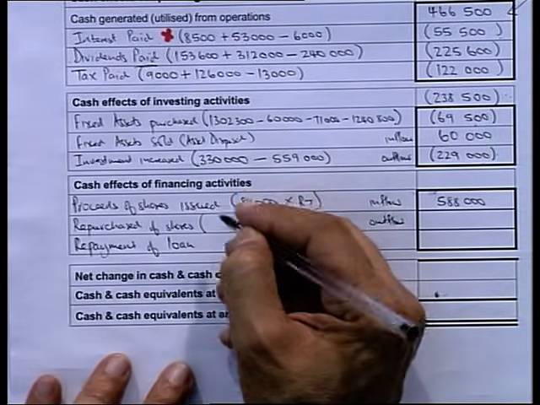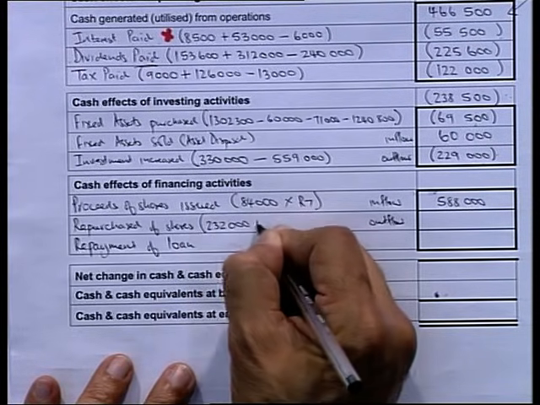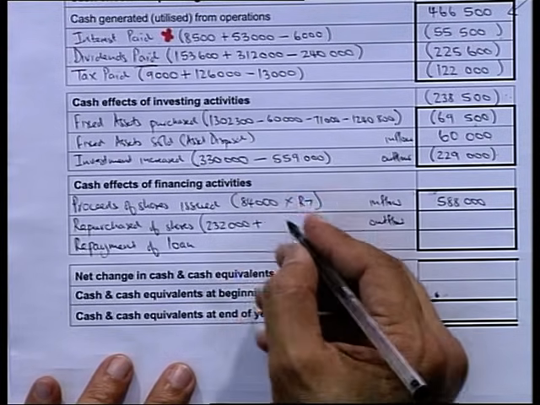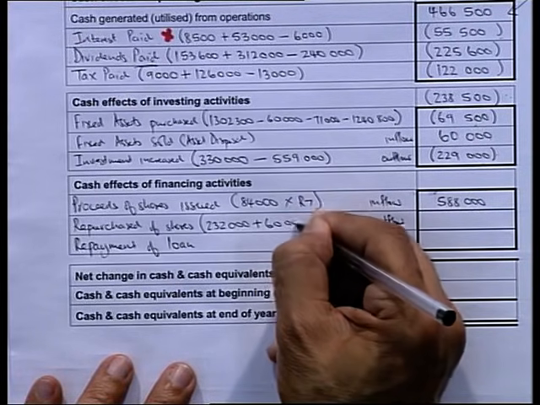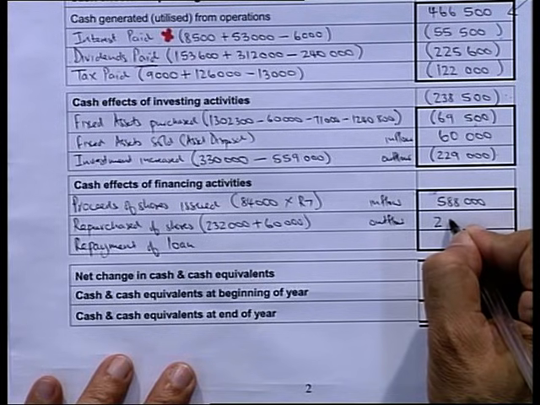it's going to be 232,000 plus the amount from the retained income, which was 60,000. That gives me 292,000.